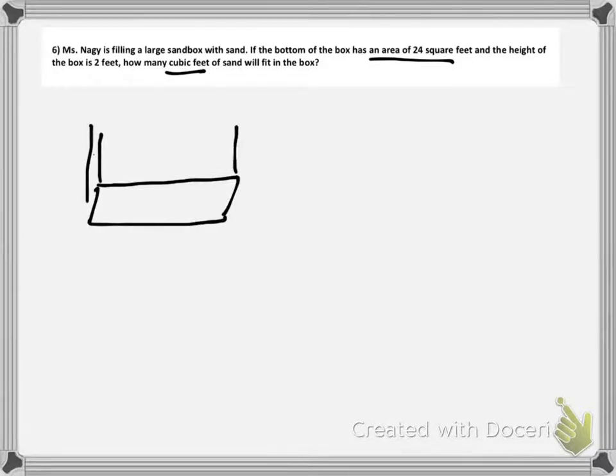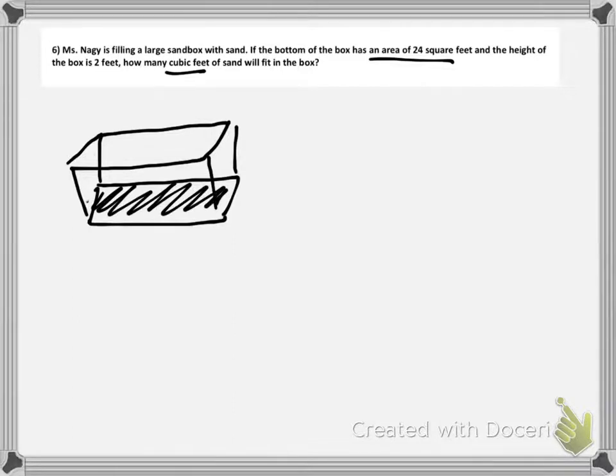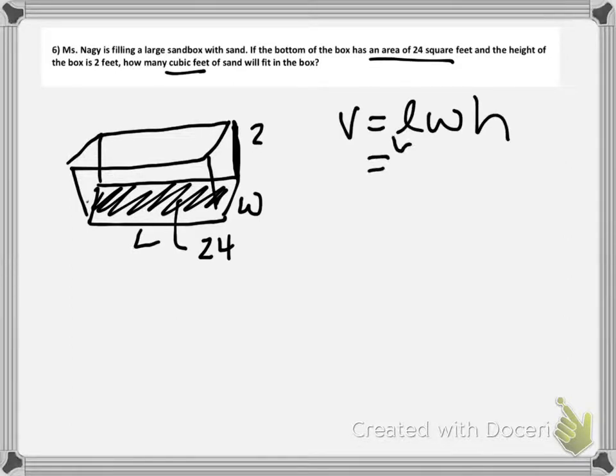I apologize for my messy drawing here. I'm going to erase this piece here. Okay, so the area of the bottom of the box, that's what we're told. That's the length and the width already together. That piece is 24 square feet, and we know the height here is 2 feet. So I'm going to substitute what we know, and we know the length and the width, that area is already 24, and the height is 2. So we're going to multiply those two together to give us 48 feet cubed.